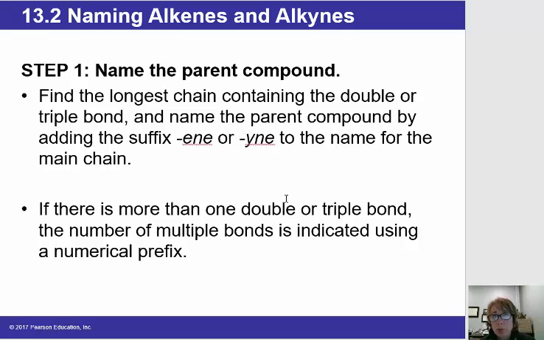If there's more than one double or triple bond, we indicate that with different numbers, the lowest possible numbers where those double or triple bonds are, and then the suffix also indicates how many double or triple bonds there are. If there's 2 double bonds, then the suffix will be diene. If there's 2 triple bonds, the suffix will be diyne. If there's 3 double bonds, the suffix will be triene.